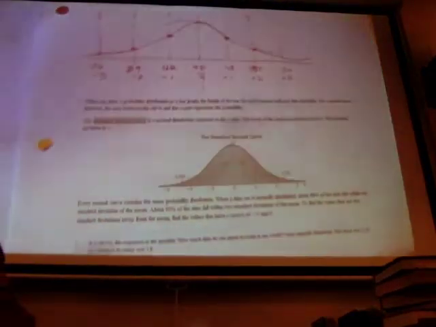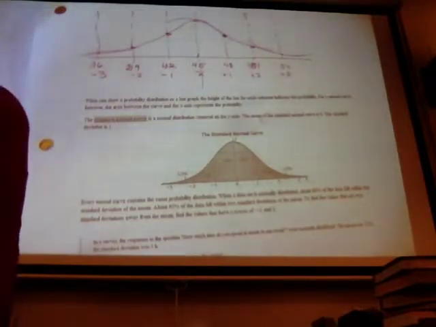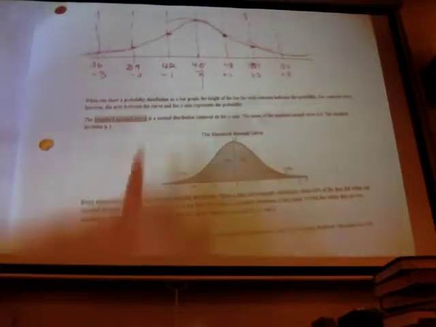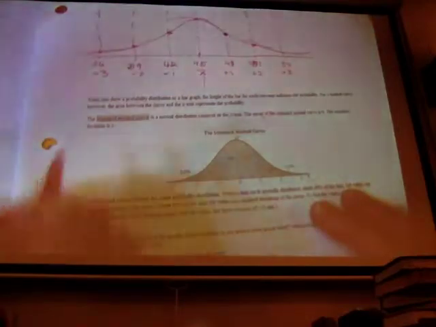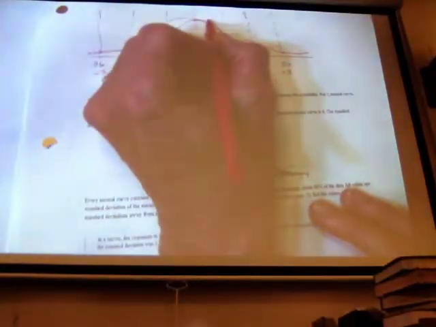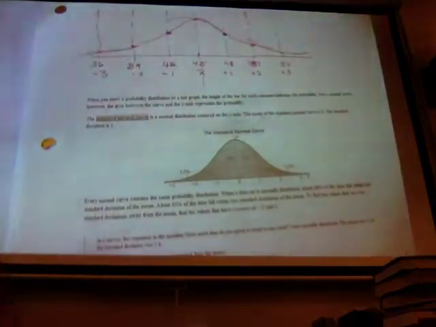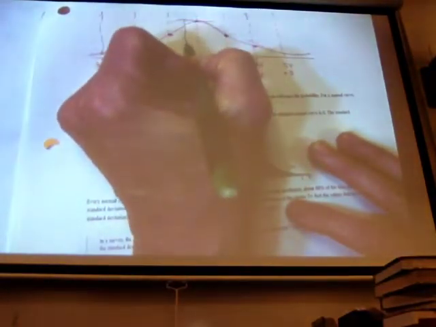Okay, so when you show probability distribution as a bar graph, the height of the bar for each outcome indicates the probability. So for a normal curve, however, the area between the curve and the x-axis represents the probability. And you're going to get into something here. So if you had a bar graph, I'm going to do this in pencil because I might make boo-boos, it would go something like this. Whoa.